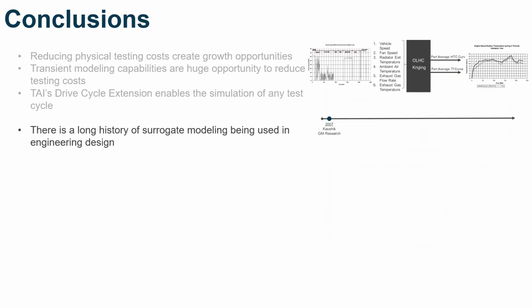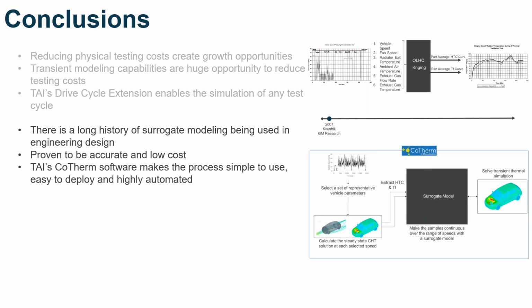There's a long history of using these methods, or the surrogate modeling method, in engineering design. They've been proven to be low cost and very accurate. And TAI's Cotherm software makes this process simple and easy to use, and it's highly developed, easy to deploy, highly automated.